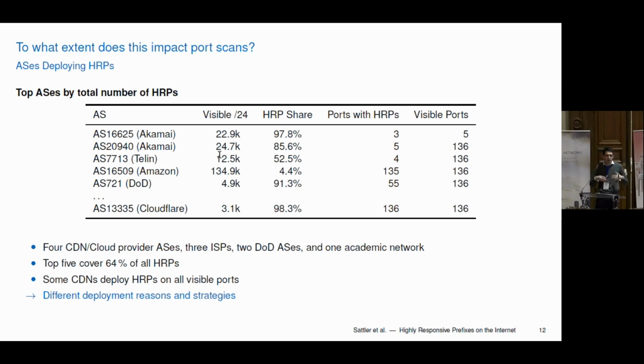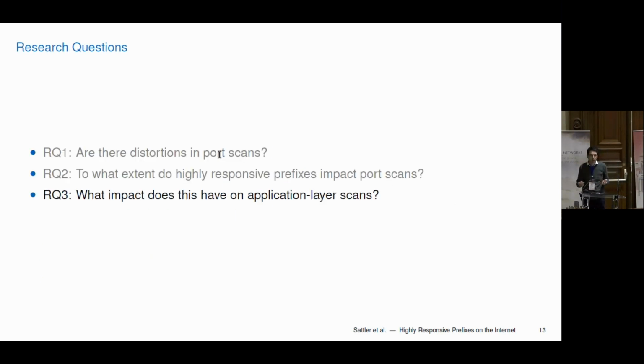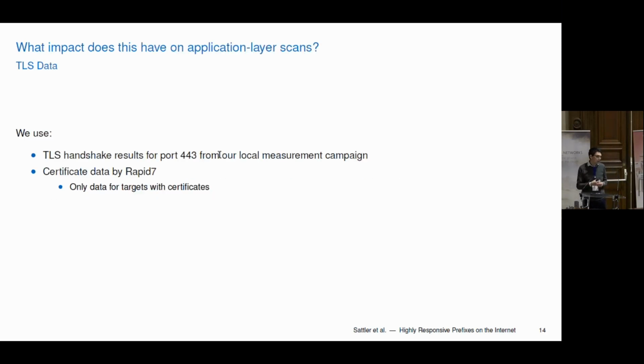Yeah, so we have different deployment strategies, and we saw that the impact of HRPs on our port scan results is significant. So the next step was, what's the impact on our application layer scans, which we do on top of these? And considering the talk before, where we have aggressive hitters, we were also thinking of what's the impact of doing such scans inside HRPs, are they responsive, and what does scanning inside help us?